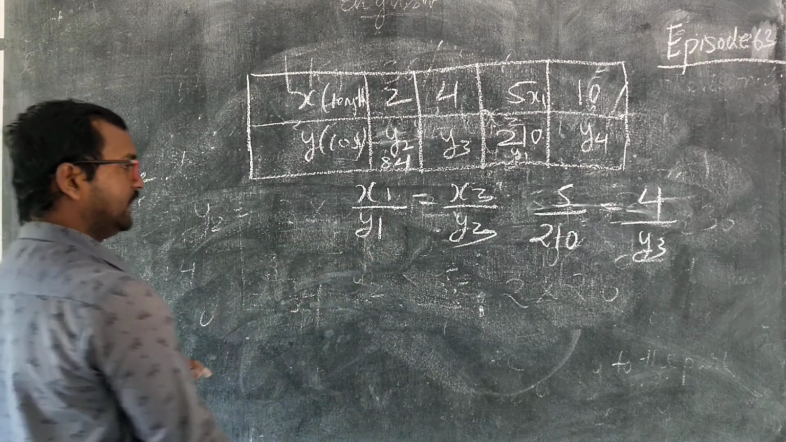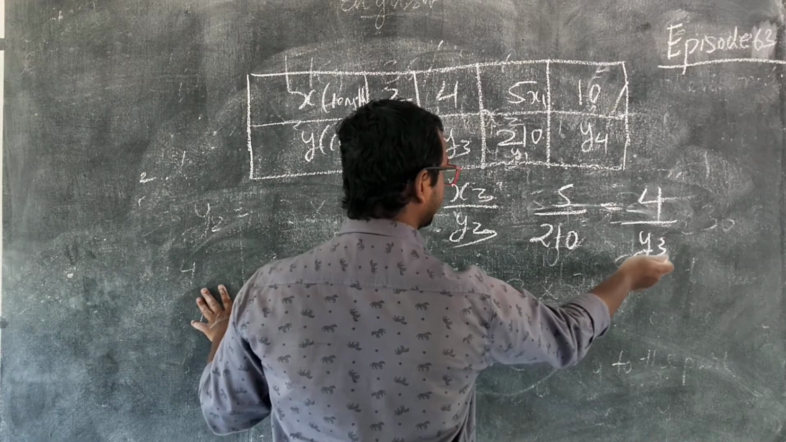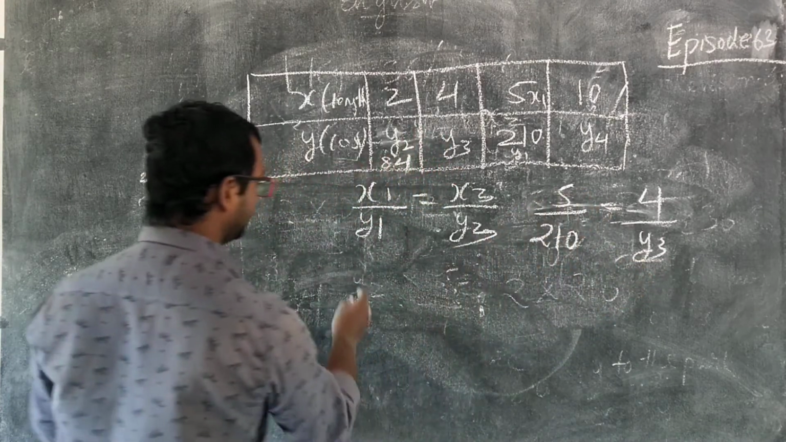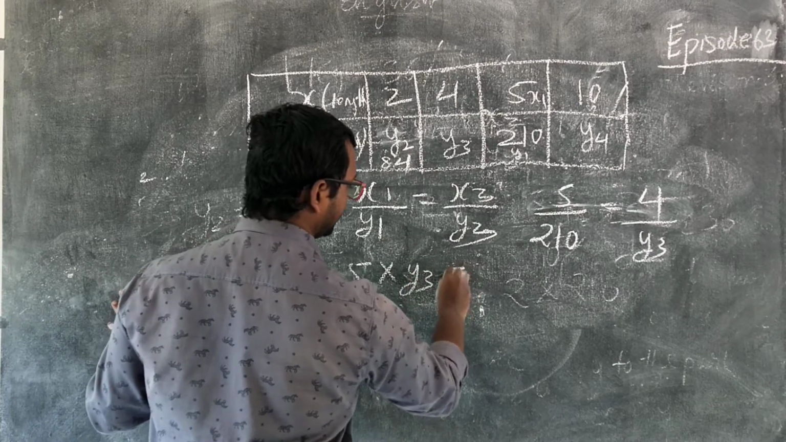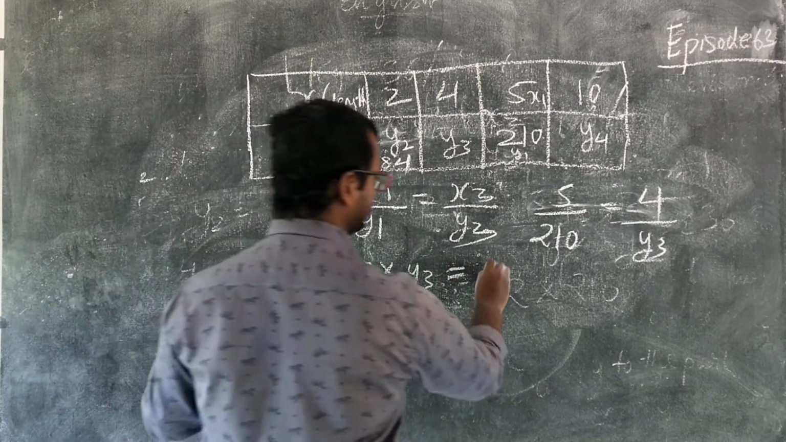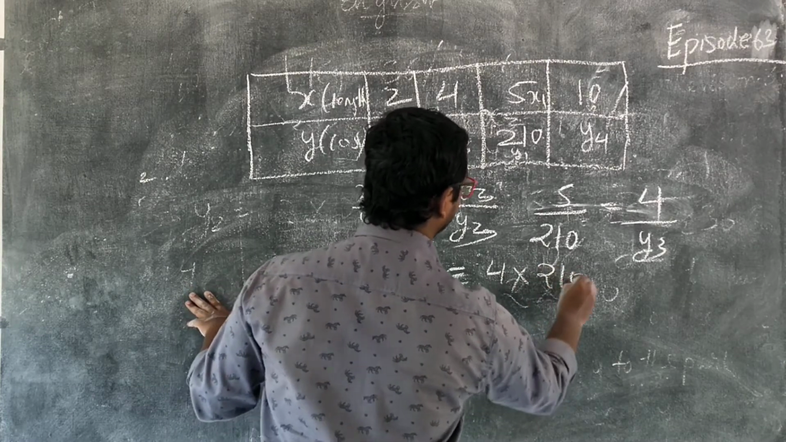Now we want the value of y3, but y3 is in the denominator. So what we do is we will bring the y3 from denominator to numerator. We will get 5 into y3 is equal to 4 into 210.